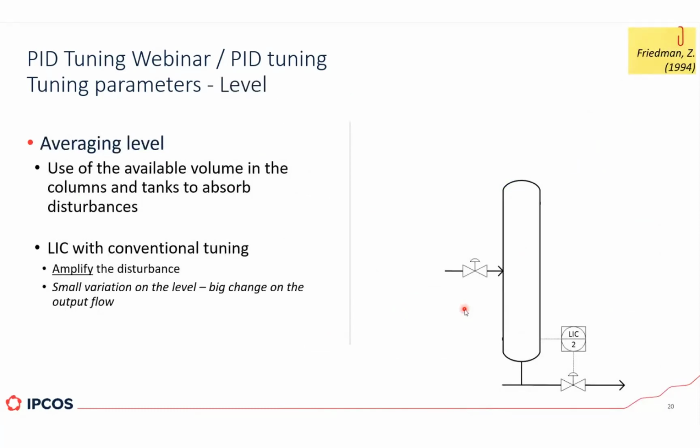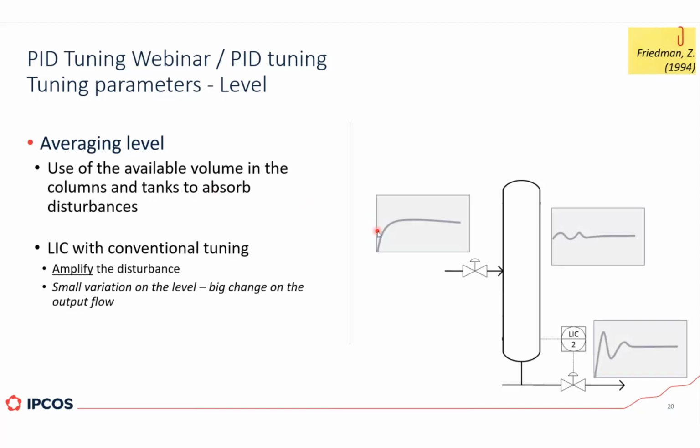So these rules that we just saw, they are for a self-regulating process, right? And here I have one rule that I like to use for level, which is the averaging level strategy, right? This was proposed by Zach Friedman in a paper in 1994, right? And the idea here is not to use a very aggressive control, but to use the volume available inside columns and tanks to absorb disturbances.